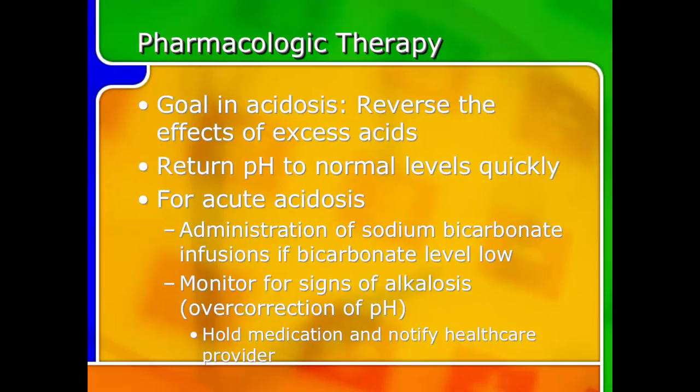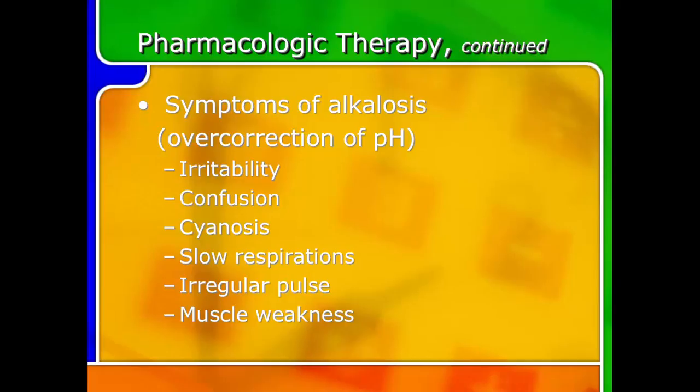Pharmacologic therapy: the goal in acidosis is to reverse the effects of excess acids in the body. You want to return the pH to normal levels quickly. For acute acidosis, administration of sodium bicarbonate infusions if their bicarbonate level is low. You want to monitor for signs of alkalosis, which could mean you have overcorrected the pH. Hold medication and notify the healthcare provider if this occurs. Symptoms of alkalosis, which will be overcorrection of the pH, include irritability, confusion, cyanosis, slow respirations, irregular pulse, and muscle weakness.